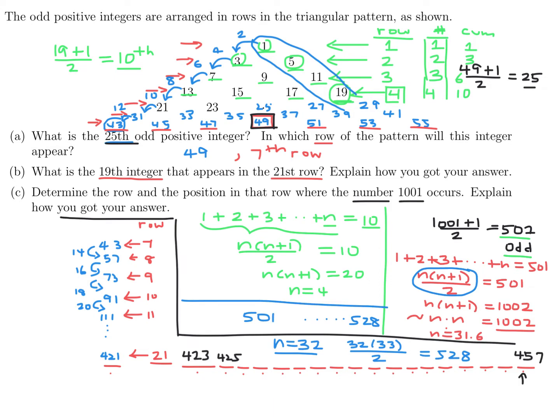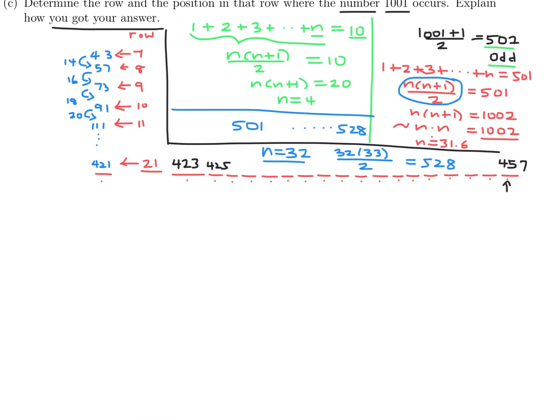Got it? So basically, if you had a row, let's just pull this up now. You're going to have the very last number will be the 528th odd number, right? Which is what in terms of a number? The 528th odd number, I believe, is 1055.